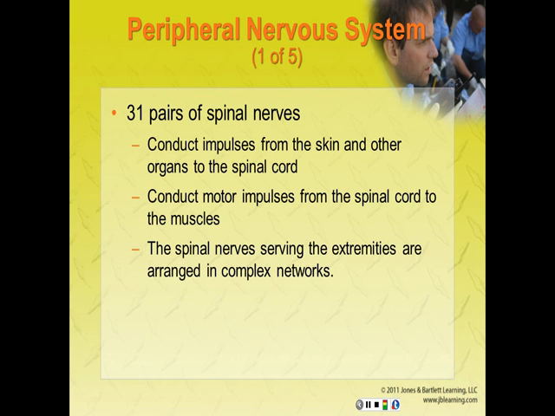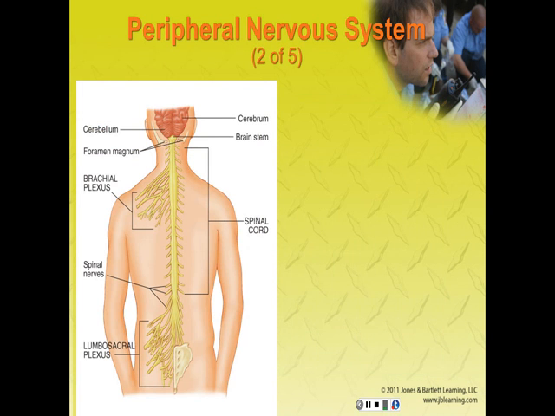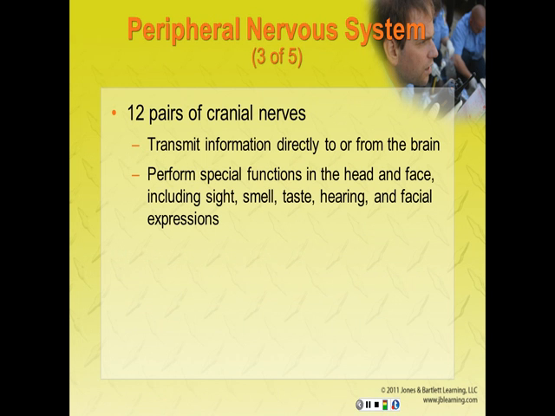The peripheral nervous system. There are 31 pairs of spinal nerves, and they conduct impulses from the skin and other organs to the spinal cord. They conduct motor impulses from the spinal cord to the muscles, and the spinal nerves serving the extremities are arranged in complex networks. And you can see these here. You have the brachial plexus networks up in the shoulders, and you have the lumbosacral plexus in the hips. You have 12 pairs of cranial nerves, and they transmit information directly to or from the brain. They perform special functions in the head and face, including sight, smell, taste, hearing, and facial expressions.